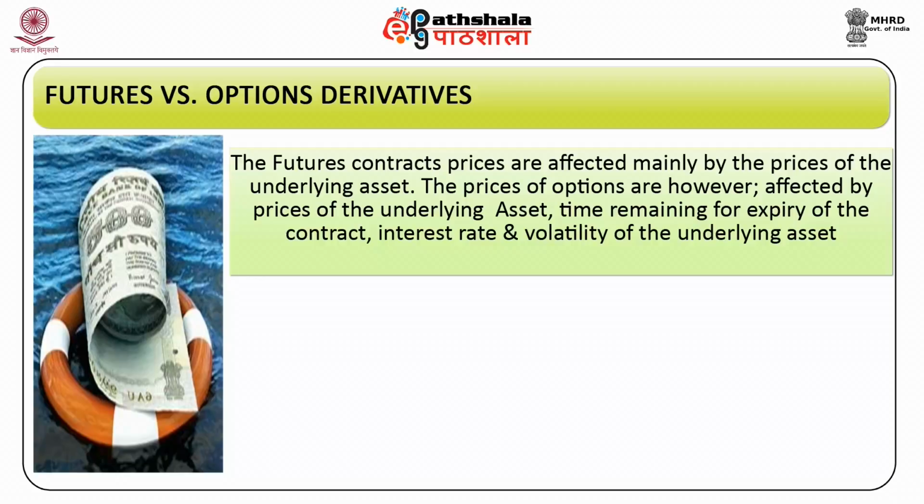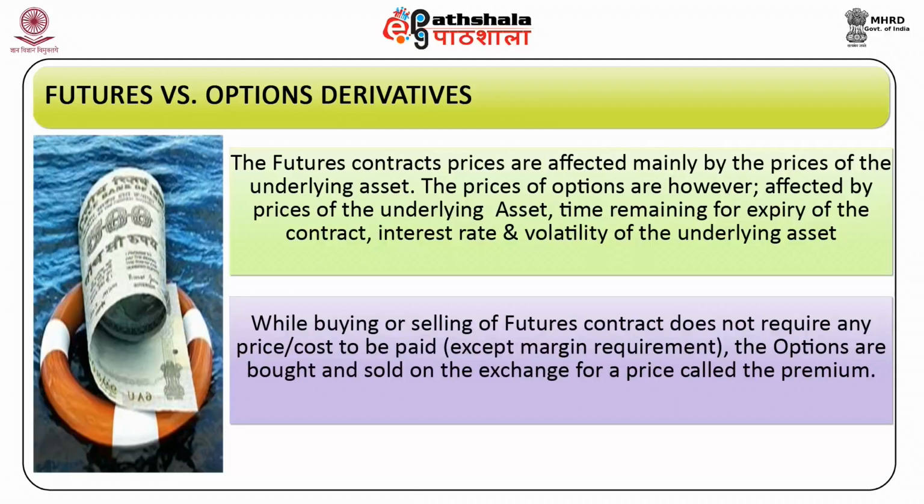The prices of options are, however, affected by prices of the underlying asset, time remaining for expiry of the contract, interest rate, and volatility of the underlying asset. While buying or selling of a future contract does not require any price or cost to be paid except margin requirements, the options are bought and sold on the exchange for a price called the premium.